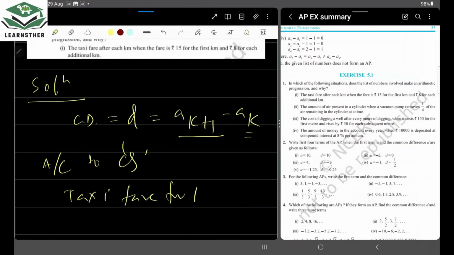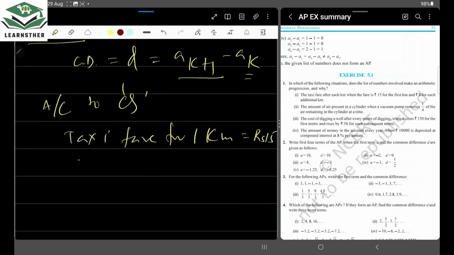Taxi fare for the first kilometer is rupees 15. Okay. For 2 kilometers, it will be rupees 15 plus 8, rupees 23. Or you can put this symbol for rupee.